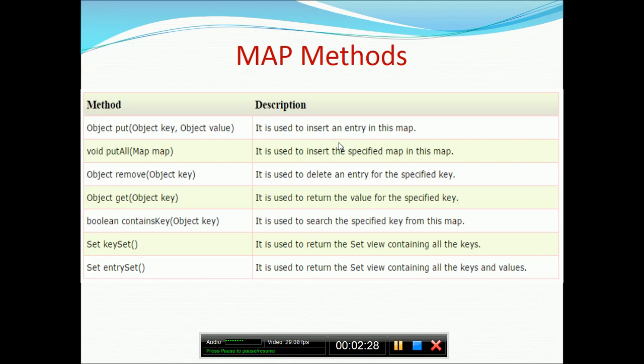containsKey. It is used to search for the specified key in this map. Means you are just looking for that key. Is it present or not? It returns true or false.